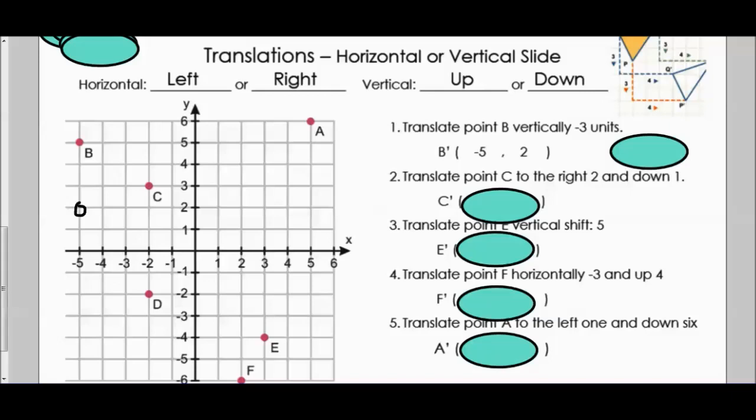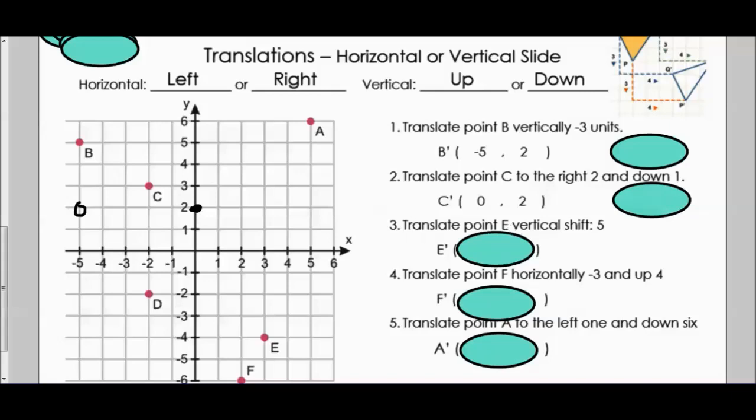Number 2 says translate point C right 2 and 1 down. So translate point C right 1, 2 and down 1. Point C is going to end up there. That's at (0, 2). The x coordinate is 0 because we're not moving left or right at all.